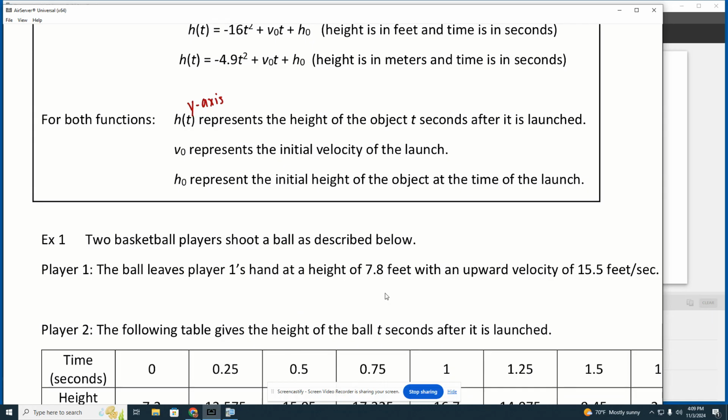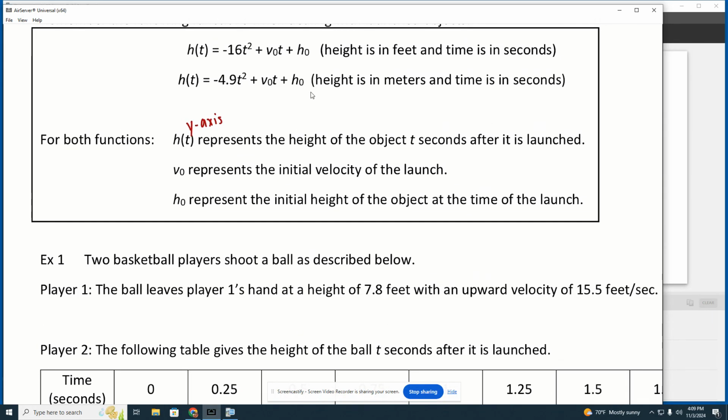Based on the equation, now remember, you got to go with this one if you're doing feet, this one if you're dealing with meters. Player 1, the ball leaves player 1's hand at a height of 7.8 with an upward velocity of 15.5 feet per second. So 7.8 feet, that is obviously going to be the height that it's launched, right? Which one is the height of the launch? That is the initial height of the object at the time of launch. That's h sub o. This is the velocity, 15.5.